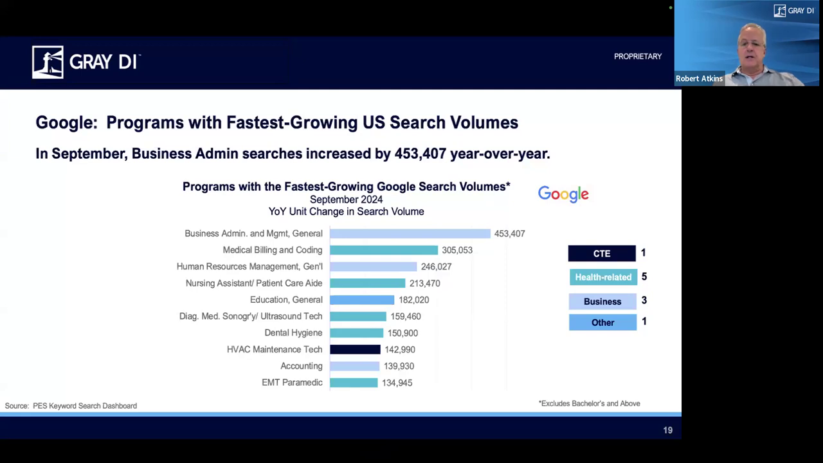So these are, be careful. A search is not a program. A search is not a student. It takes a lot of searches to generate one incremental student.